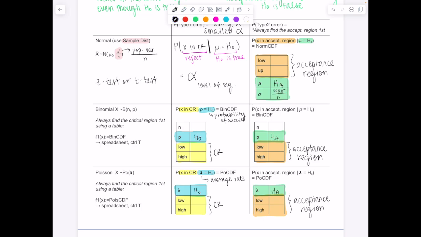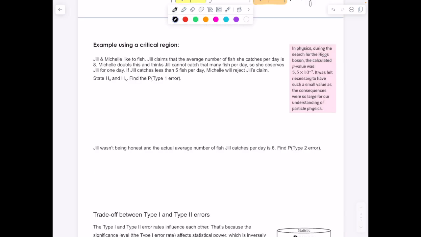So let's look at an example. Jill and Michelle like to fish. Jill claims that the average number of fish she catches per day is 8. Michelle doubts this and thinks Jill cannot catch many fish per day, so she observes Jill for 1 day. If Jill catches less than 5 fish per day, Michelle will reject Jill's claim. So we first want to state our hypotheses. So our null hypothesis is what Jill claims. So our average, we're just talking about an average here. And our keyword is average number right there.